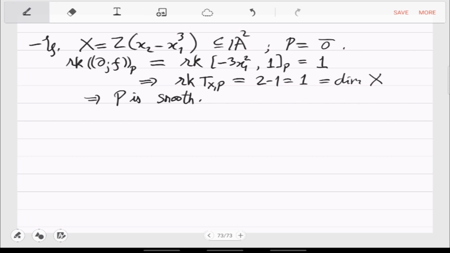So P is a non-singular point on this curve, because you can check that the tangent space is not bigger, it's exactly correct, it matches the dimension. If you replace by h2 square now, then the rank will be higher at 0. Good, so let's do that. So those are all the cases.